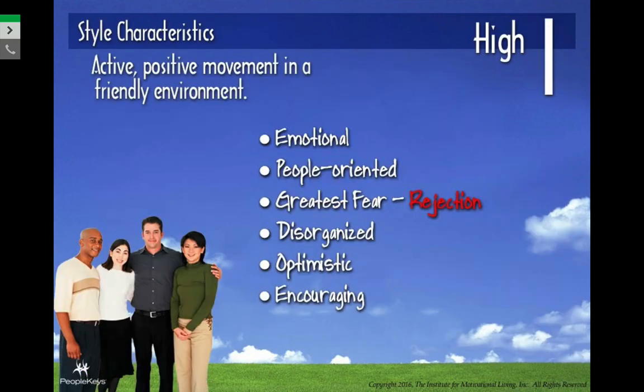Your high I, they're going to be active. They work more in a friendly environment than the high D does. They're emotional people. They're very people oriented, and therefore their greatest fear is rejection. That's their biggest fear. These people are going to reject me. They're not going to like me. They're not going to want to work with me. They're disorganized, but they're very optimistic, and they're very encouraging.